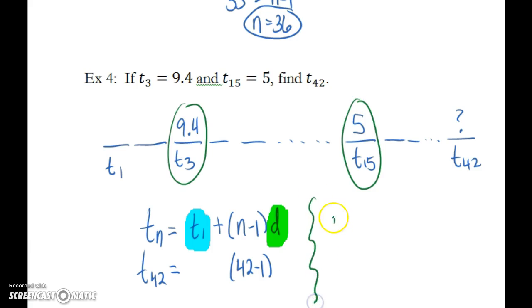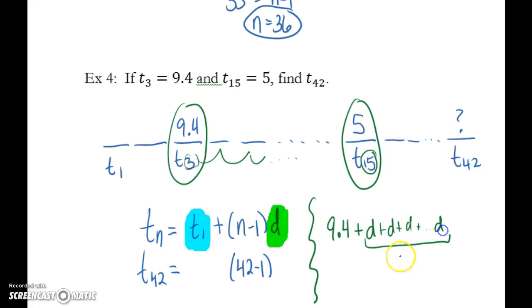So that means if we are at 9.4, we have to add a common difference. 1, 2, 3, keep on counting. How many spaces from 3 to 15? That's 12. So we're going to have to add 12 d's, 12 of these to get to 5. Right? So 9.4, which is where we're starting right now, if we continually add the common difference 12 times, we should get to our term 5.